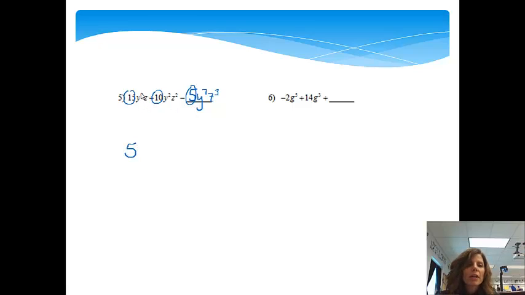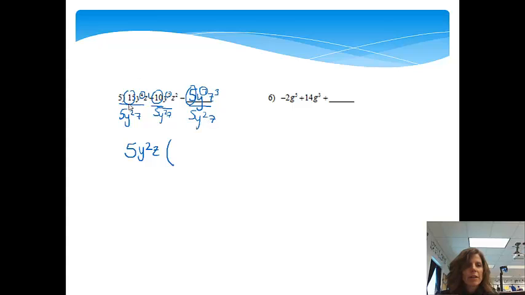Then let's look at my y's. I have y to the 4, y to the 2nd, and y to the 7. So the smallest of those is y to the 2nd. And then if I look at my z's, I have z to the 1, z to the 2, and z to the 3. So my smallest will be z to the 1 or just z. So that's my first factor. I will now divide each term by 5y squared z to find my other factor.